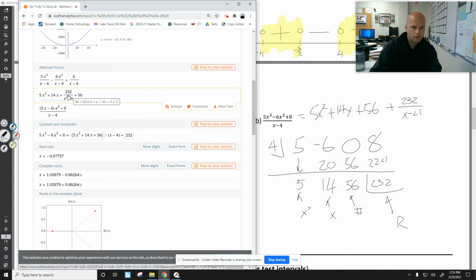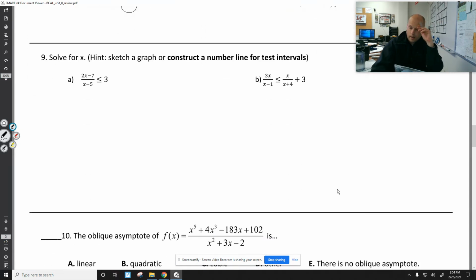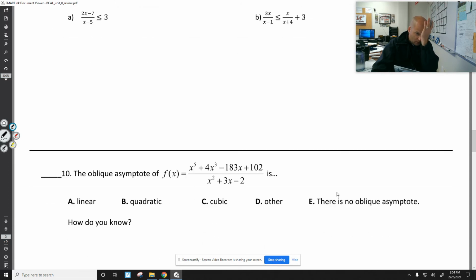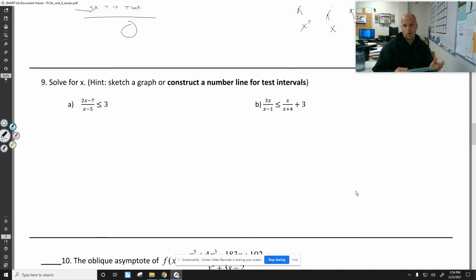Yeah, look at that. 2/(3x minus 4). All right, cool. So we got it right. All right, but let's move on to rational functions. We start with rational inequalities.